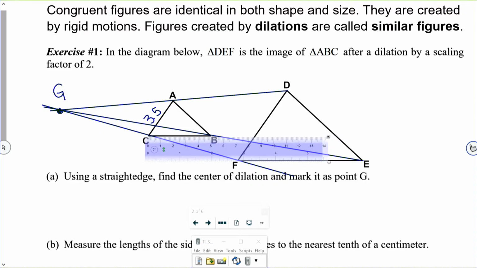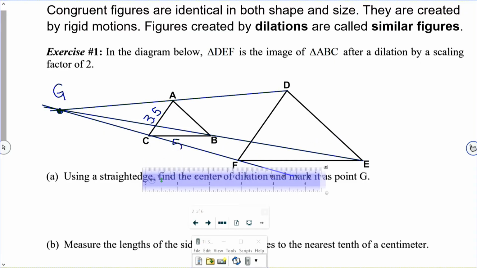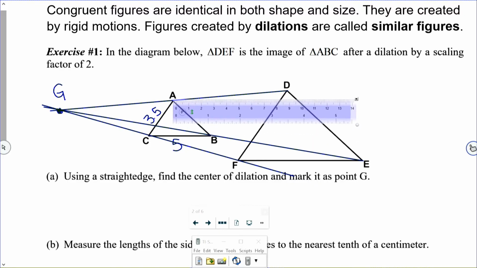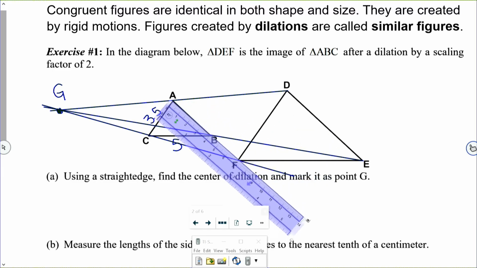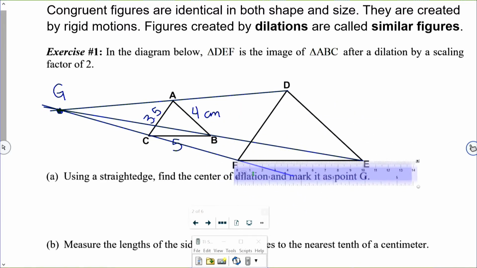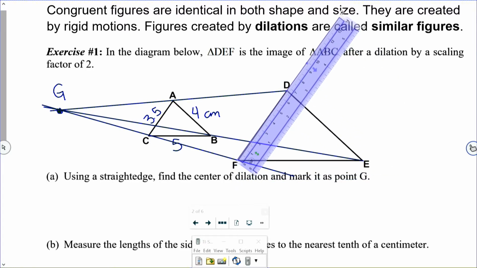It looks like for BC we've got 5 centimeters. Sorry, that was for BC, not AB. And then for AB, which is being particularly tricky for me, we've got 4 centimeters. All right, now let's come over and do the same thing for the larger image triangle. For FD, it looks like we are just about at 7 centimeters.